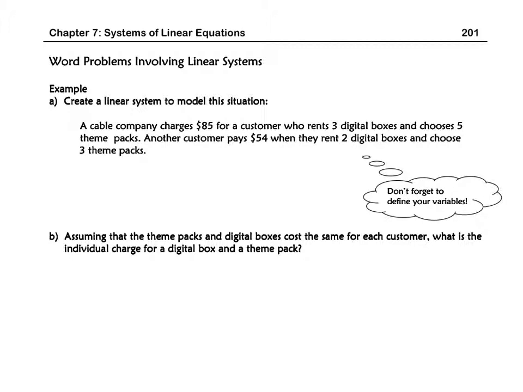Alright, so word problems involving linear systems. The first example says create a linear system to model the situation. So you would have to read your question first and see what two things usually they'd be looking for. So this is a cable company charges $85 for a customer who rents 3 digital boxes and chooses 5 theme packs. Another customer pays $54 when they rent 2 digital boxes and choose 3 theme packs.